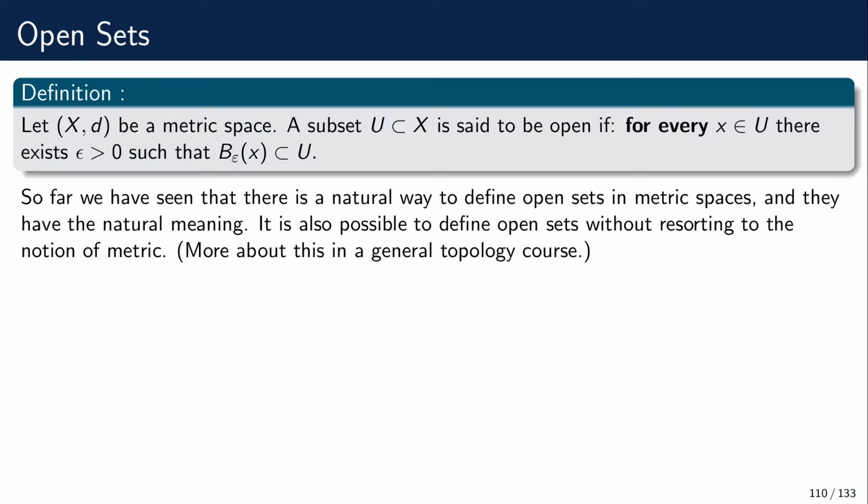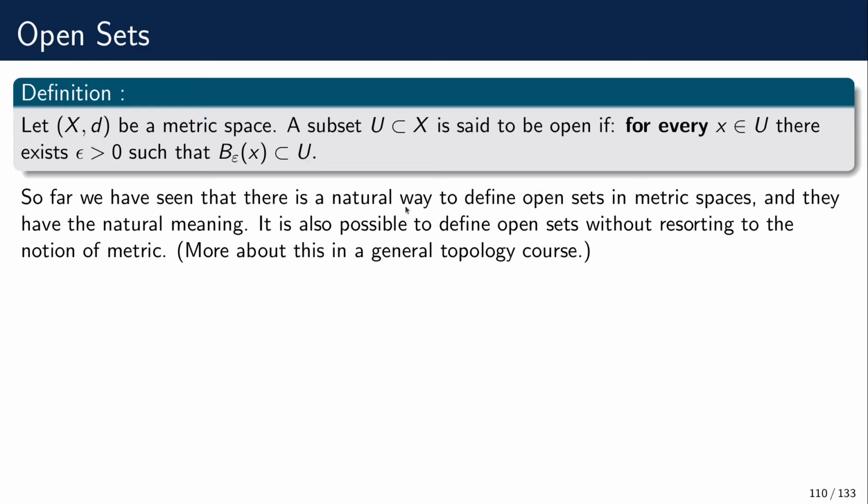Again, the definition of open sets in a metric space. Let (X, d) be a metric space. A subset U of X is said to be open if for every point x in U, we can find a positive epsilon, it was delta previously but it doesn't matter, such that the ball with radius epsilon is entirely contained in this set U.